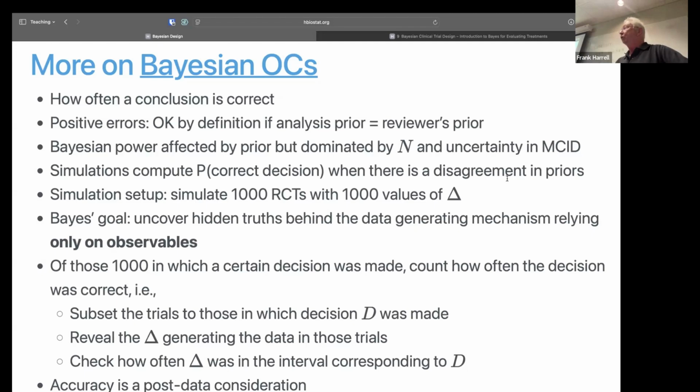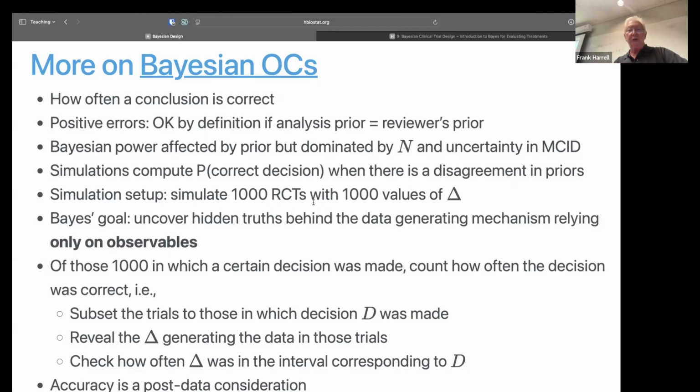If you don't have some sort of really strong agreement between the investigators and the reviewers, if they totally agree on the prior, then you don't need to do what I'm about to say. But if they disagree, you need to show that the prior that you are going to use in the analysis doesn't cause some major conflict down the road. So that's what we're going to simulate.